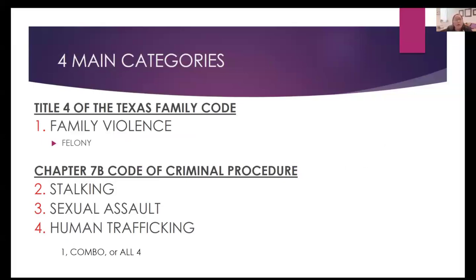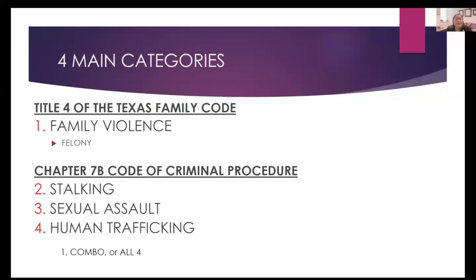Now, there are 4 main categories to obtain a protective order. That first one, and the one we frequently speak about, is family violence, right? Under Title IV of the Texas Family Code. That's typically just a 2-year protective order. That's what we often refer to as our vanilla 2-year protective order.